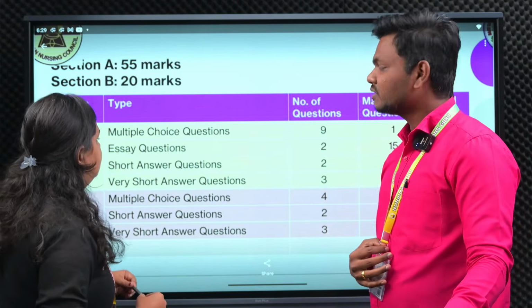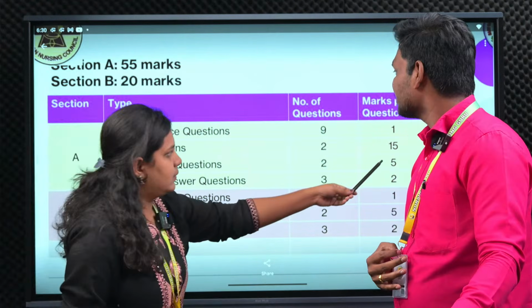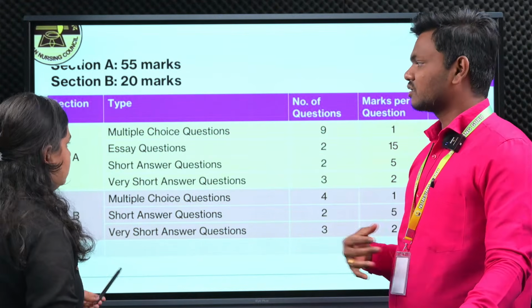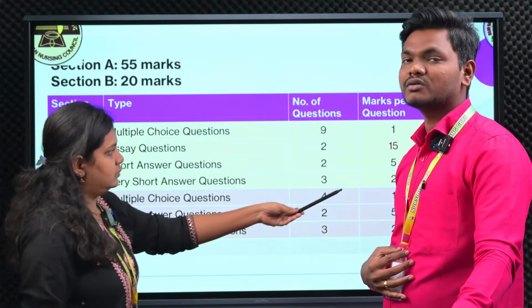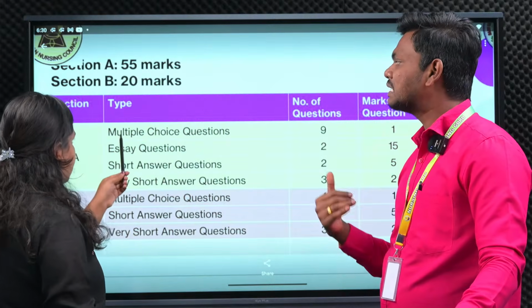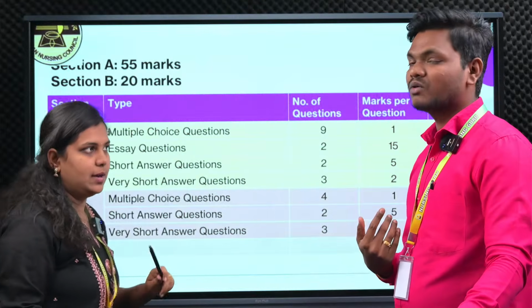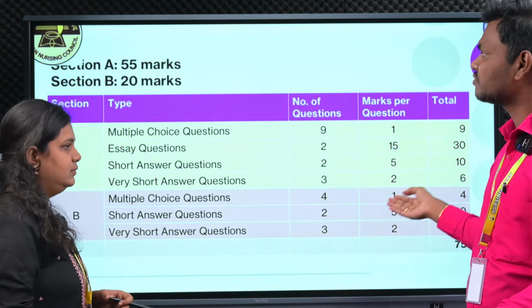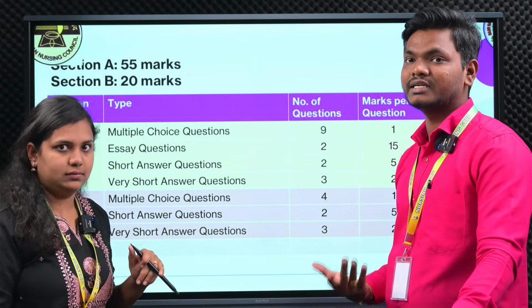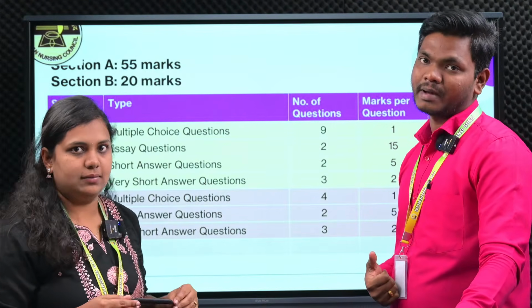The second part will be the short answer questions, carrying 5 marks each. That will also be 2, so 2 into 5, 10 marks. Then very short answers, that is 2-mark questions, you will get 3 questions, given for 6 marks. Then multiple choice will have 9 questions which carry 1 mark each. So total 55 marks will be there in the research side itself. When you are studying research in detail, if you give more concentration, you can score the pass marks easily.